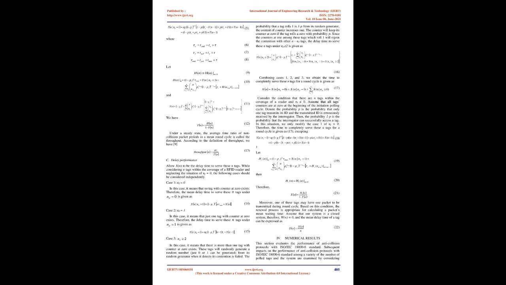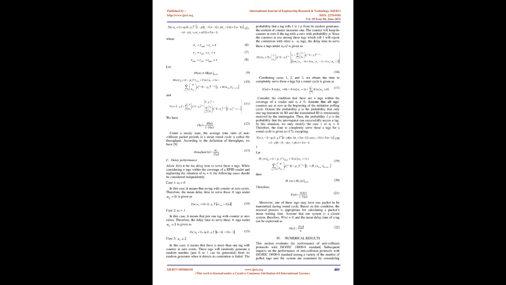T_n|nd=2 equals n_nd p_nd c_1, p_c^(n-nd) t_pol plus t_c plus nd nd1 equals 0, plus t_nd,nd1 equals 1, plus t_nd,nd1 ≥ 2, (3). Combining cases 1, 2, and 3, the time to completely serve these n tags for a round cycle is given as T_n equals T_n|nd equals 0, plus T_n|nd equals 1, plus T_n|nd ≥ 2, (4).